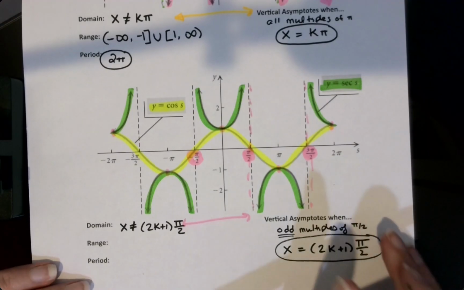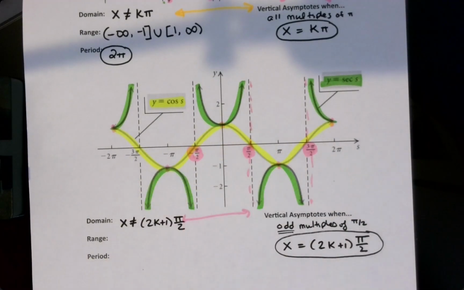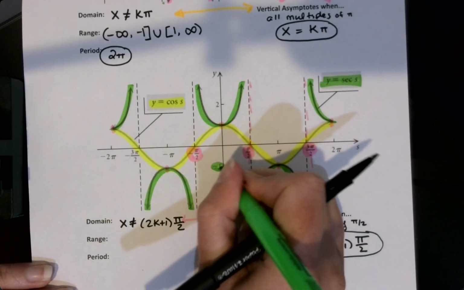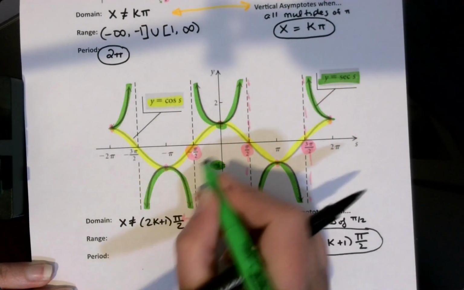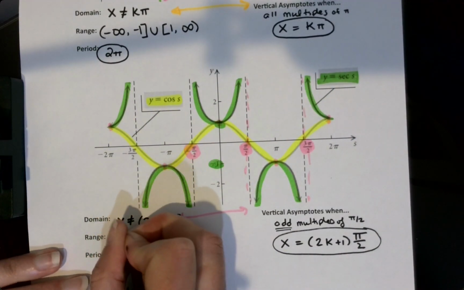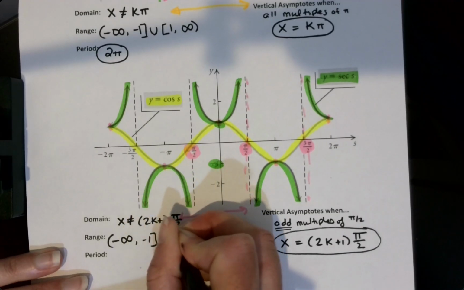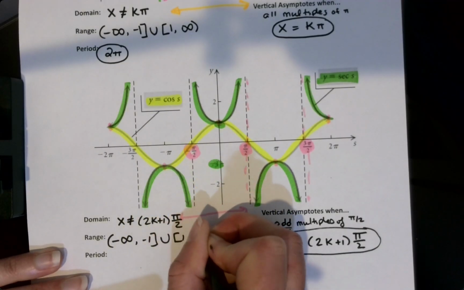Range, very similar argument to cosecant above. We get all these negatives up to -1. We don't have anything in between -1 and +1. So the range is going to be the same. It's going to be from negative infinity up to -1. And then it's going to start again at 1 and go up to infinity.